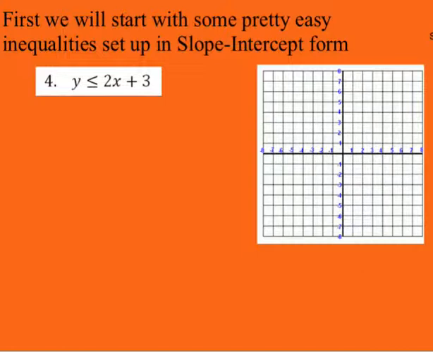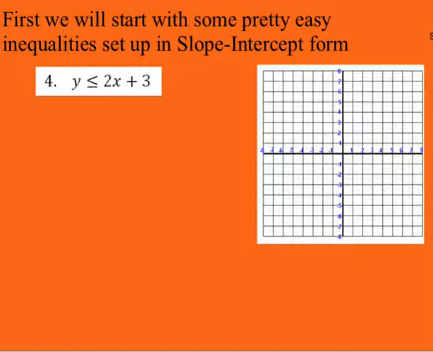Okay, let's take a look at this one. First, we start with some pretty easy inequalities to set up in slope-intercept form. So this is number 4. So the first thing we're going to do is we're going to look at our steps. That's not working, so I'm just going to handwrite the steps for you.